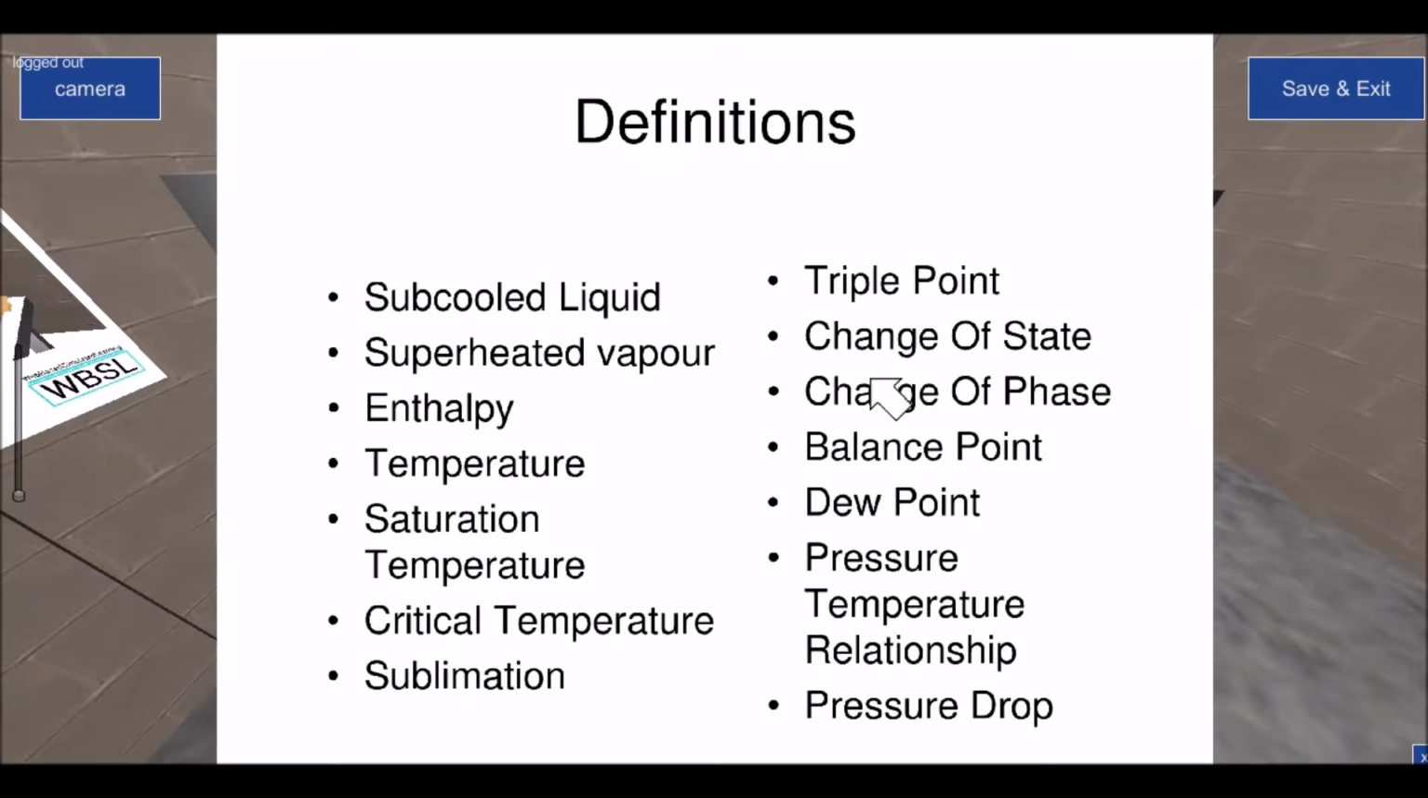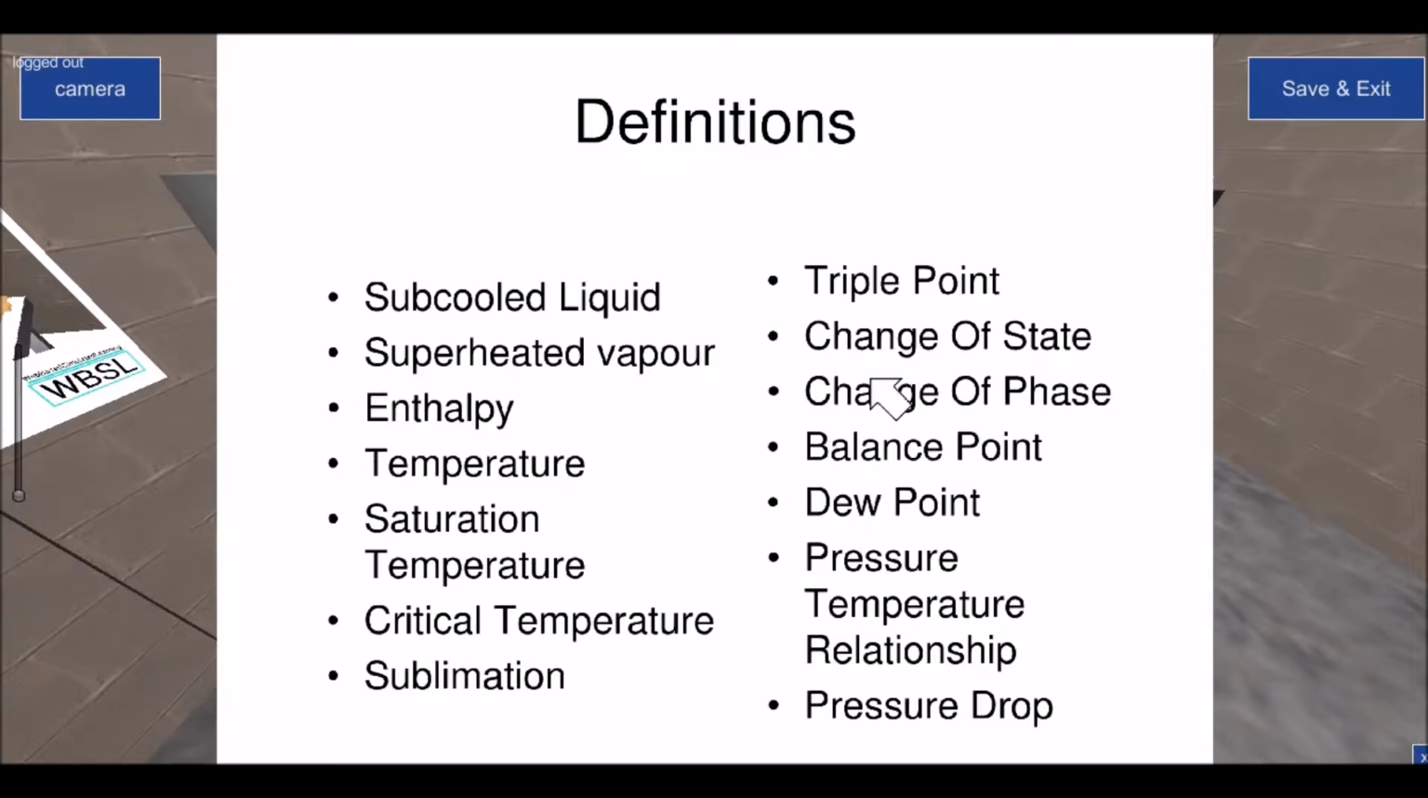Change of phase is the process. So in other words, it's the point where the substance will be at a mixed value. So in other words, it will be going through its change. So it will be a combination of liquid and vapor, or it will be a combination of liquid and solid. Balance point: the rate of vaporization is equal to the rate of condensation, which is equal to the rate of compression.